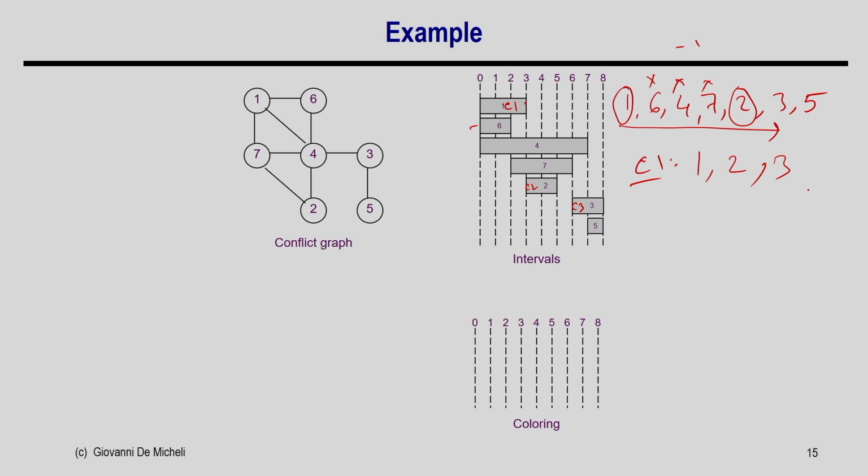Once these 3 are selected, I will remove them from the list. The same process is going to execute for the remaining iterations. Now I will select color 2. I will select 6 because this is the first one, and once I select 6, I cannot select 4. I can select 7 because the left edge of 7 is greater than or equal to the right edge of 6.